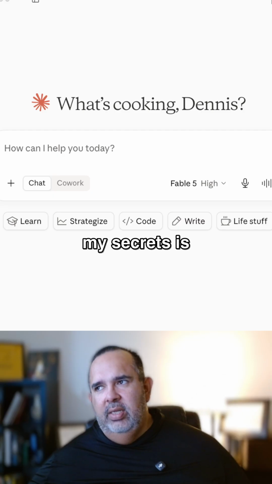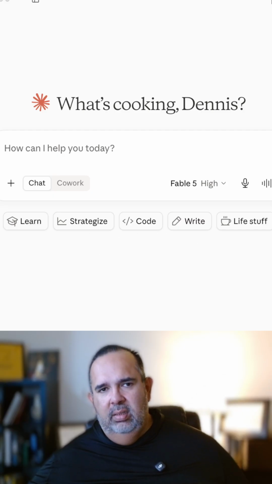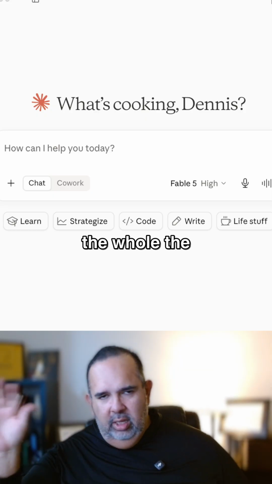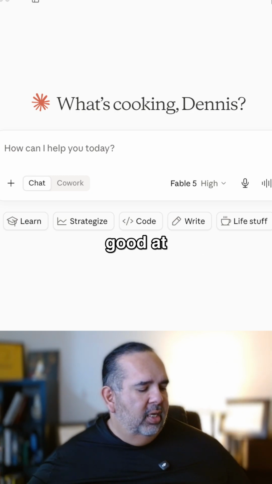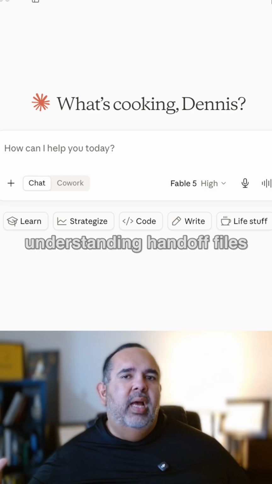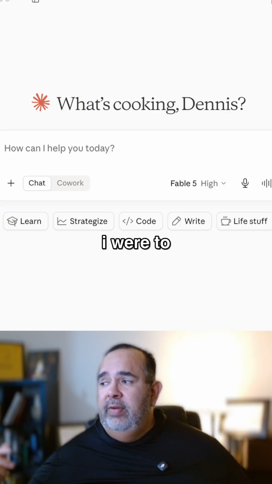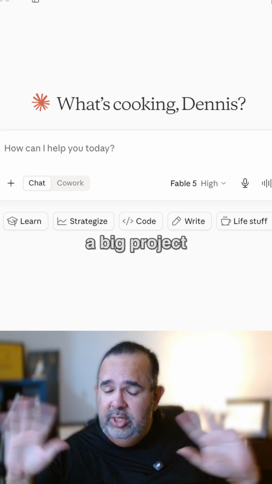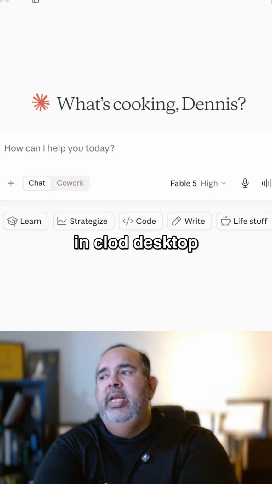So one of my secrets is that I'm a very big fan of handoff files. Claude overall, the whole Claude Anthropic ecosystem is very good at understanding handoff files, right? So if I were to take on a big project like that, because an e-commerce full stack app is a big project, right? Just to be clear, I'm starting in Claude Desktop.